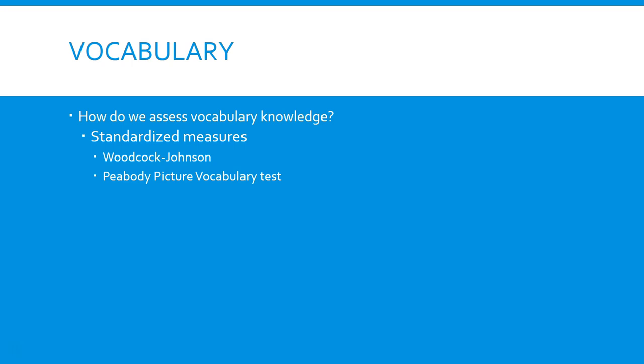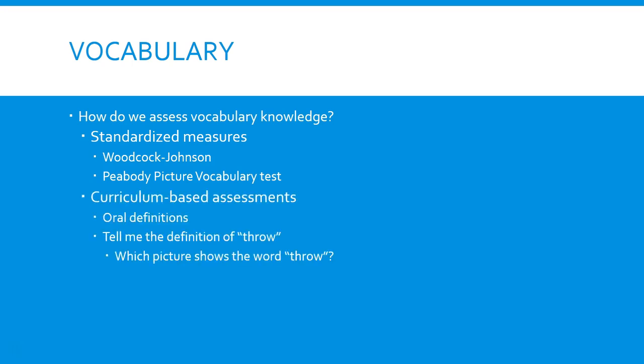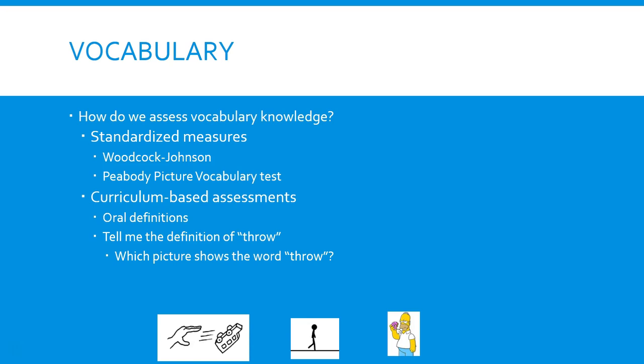So there's different ways to assess vocabulary knowledge. We have standardized measures such as the Woodcock-Johnson. There's several reading tests within the Woodcock-Johnson. The Peabody Picture Vocabulary Test. And then we have curriculum-based assessments, so things like oral definitions. So we might ask a student, what's the definition of the word throw? And maybe show them 3 different pictures, and hopefully they would choose this picture here as the correct answer. So that's just one way to do a curriculum-based assessment.